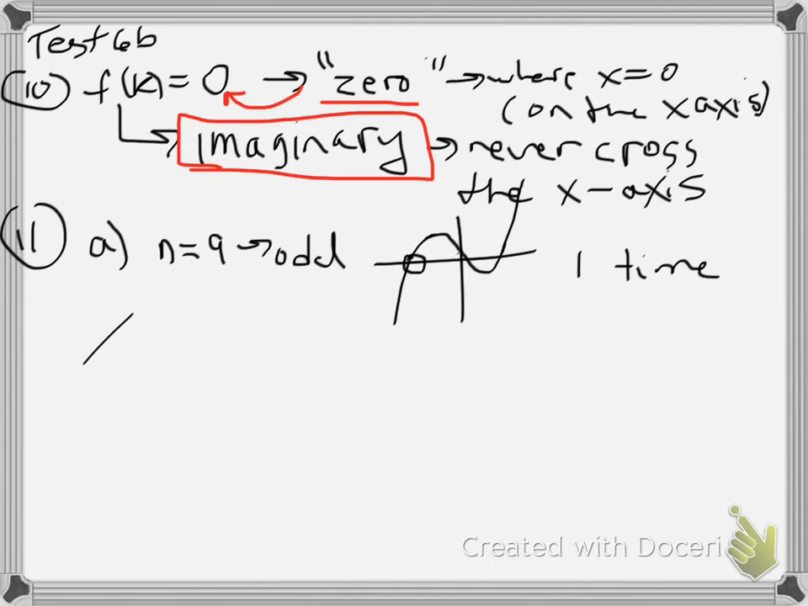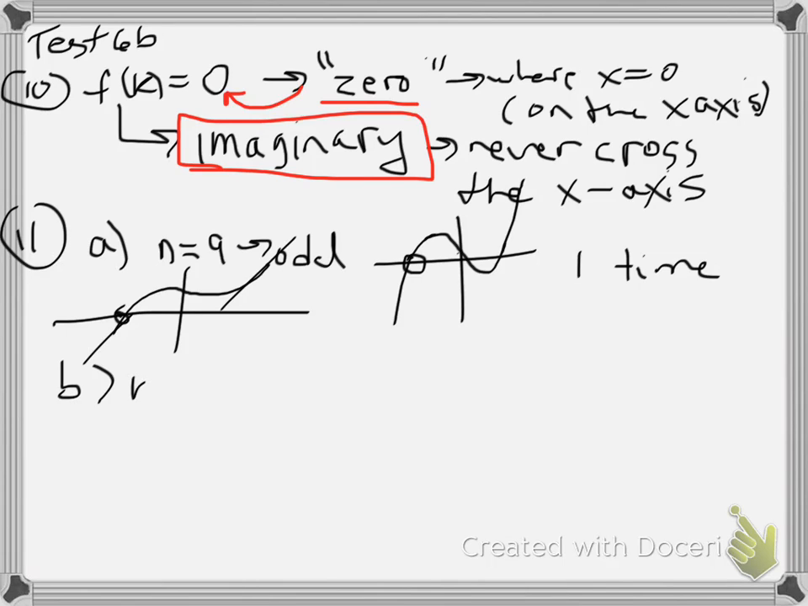If you have two different ends of the tail and you have an x-axis, it has to cross at least once. Even if it only crosses once, it has to cross at least once, because the end behavior of an odd degree function is opposite directions.